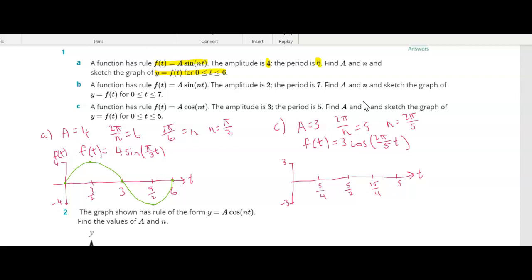Yeah, cosine graph starts, in one different color, up here at 3. So remember your original cosine graph starts at 1, but because our amplitude is 3, it starts at 3. Crosses the x-axis here at 5 on 4, then goes down to 5 on 2, up to 15 on 4, and then ends at 5. So we go, whoops, well, that's terrible, but there it is.